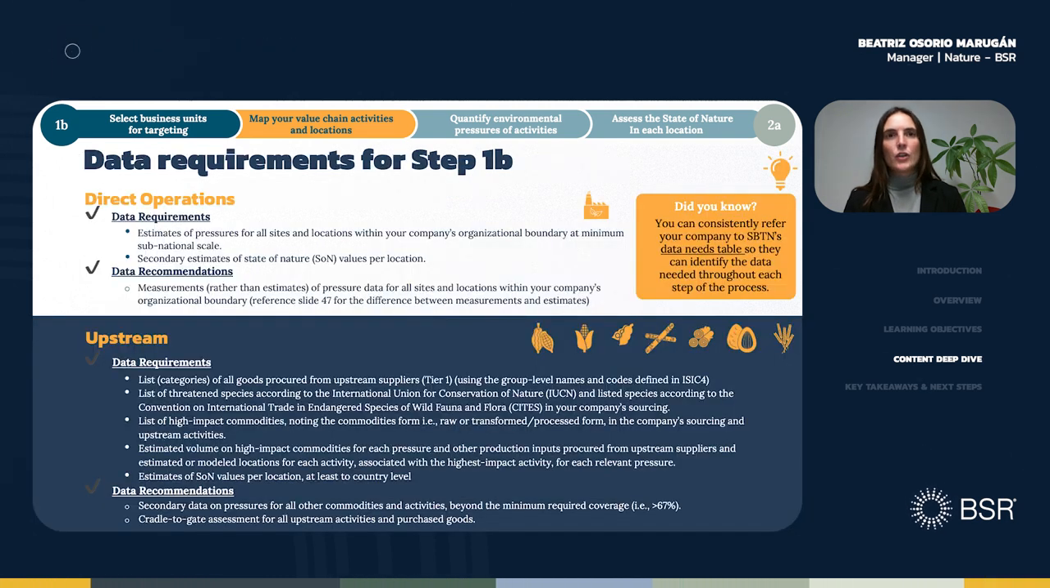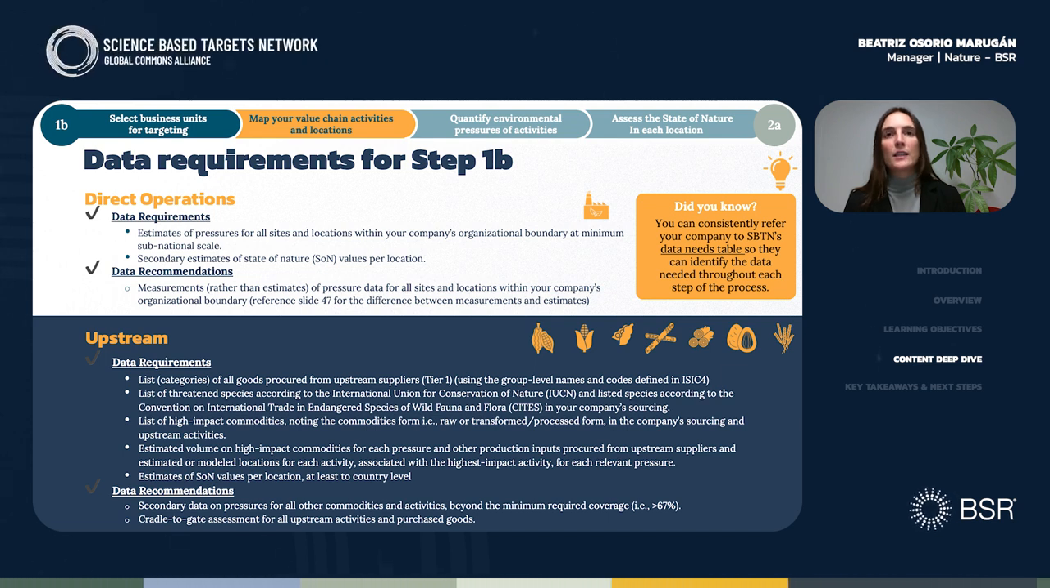Now, to complete Step 1B for direct operations, you will need quantified values for the material pressures of all of your sites with location data identified at minimum at the subnational level. It is recommended but not required that you obtain these through measurements rather than estimates. For the record, a measurement is a value that you get from sensors, site plans, or other such resources, as opposed to an estimate, which you can obtain through models if you are not able to get measurements.